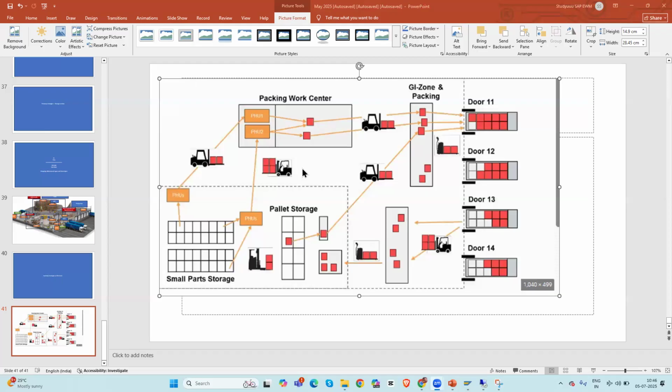Okay, so this is called a work center now. This is one different storage type. Work center will be a different storage type. Now, can you tell me, all the goods that you're shipping to customers, will they go to the work center?